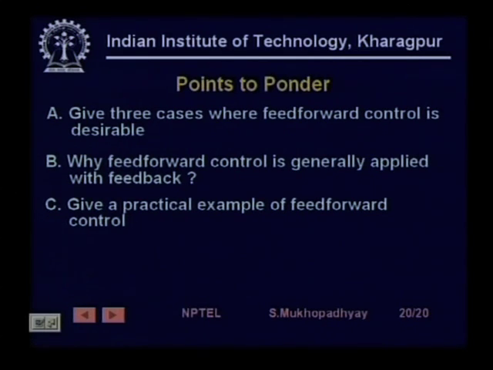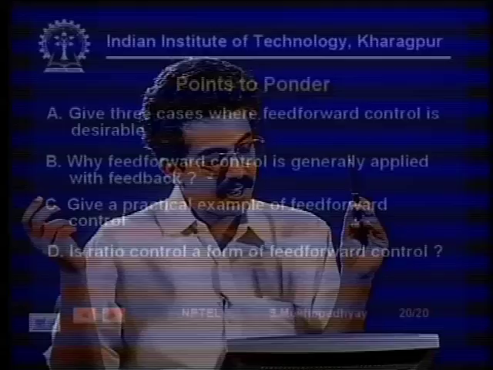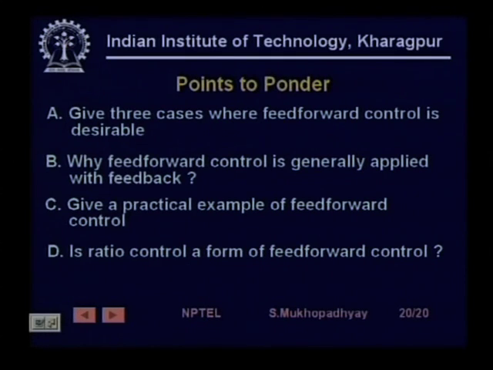Feed forward control is applied in many situations, in motion control, in rolling mills, and obviously in temperature control problems, as we have already seen. So try to find one example of your own, and see how feed forward control is applied there. And finally, is ratio control a form of feed forward control, or is it a form of feedback control, or is it a mixture?